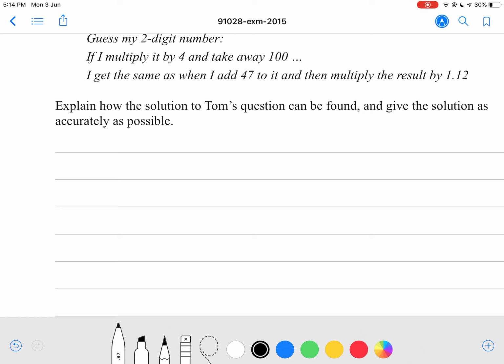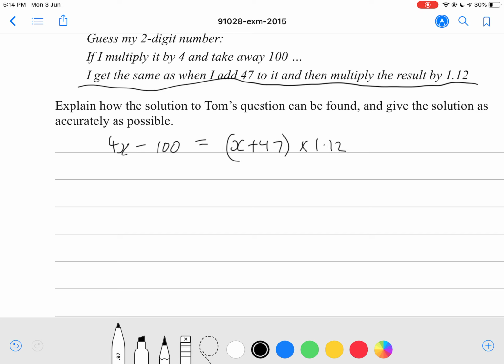You have to do it in algebra, or you can do it with the tables and equations. So you're going to say 4x minus 100, that's their number, and that equals the same when I add 47 to it and multiply the result by 1.12. So it's the same when I say x plus 47 and the whole thing multiplied by 1.12. So basically, we're just going to say 4x minus 100 is equal to 1.12x plus 47 times 1.12, so 1.12x plus 52.64.